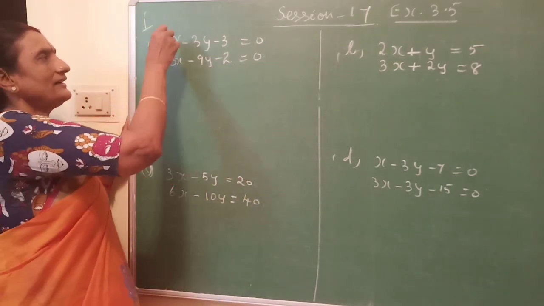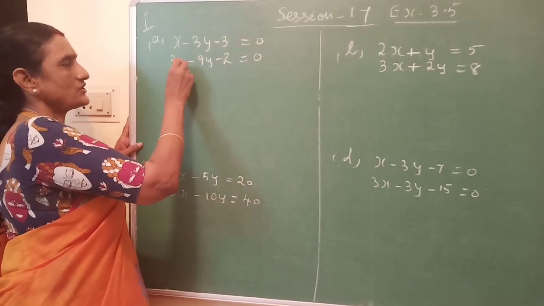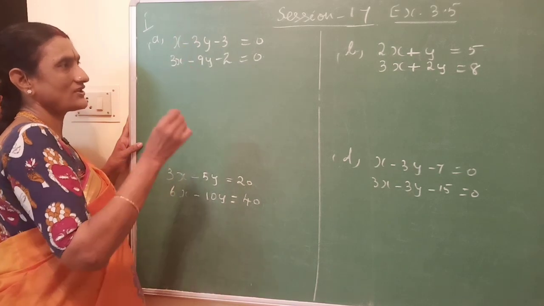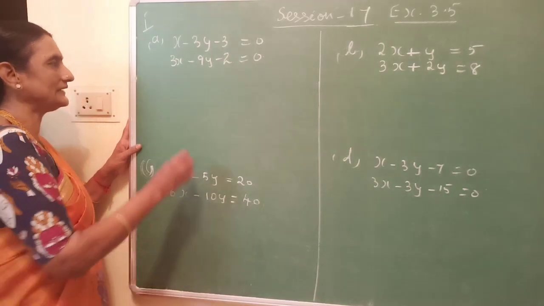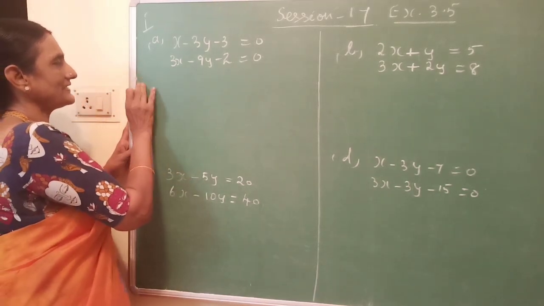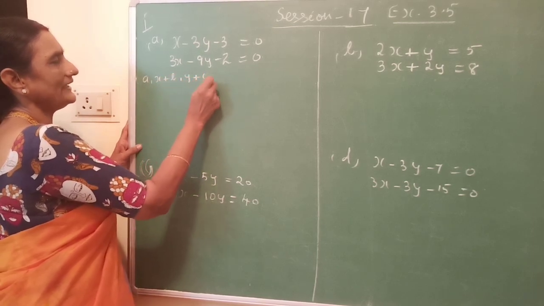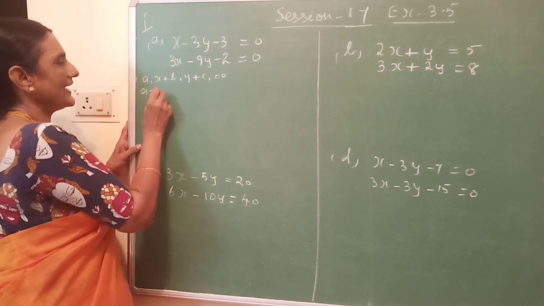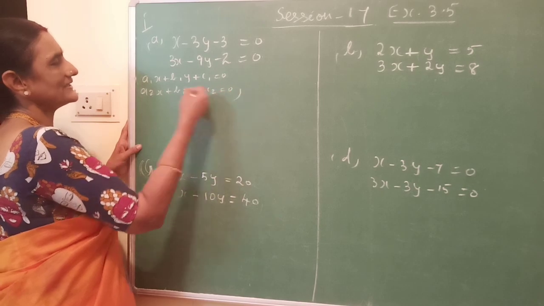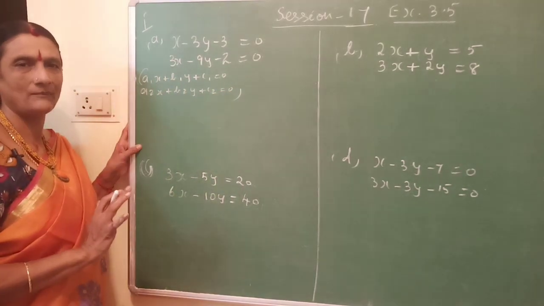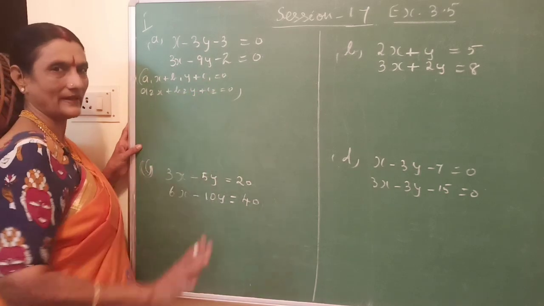Now here a1, b1, c1, a2, b2, c2. So in order to remember the equations, the general form of the equation is worth writing here. I will write here a1x plus b1y plus c1 equal to 0, a2x plus b2y plus c2 is equal to 0, as the general form of the linear equations. We will write it down here, then we will compare the values.